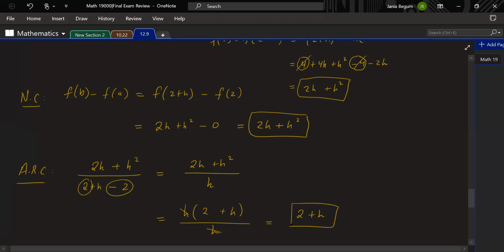Any questions? So if we get a question like that, we will have to put both answers, right? Right, so it'll give you a space for average rate of change and a space for net change. So these two questions are always connected. Okay.